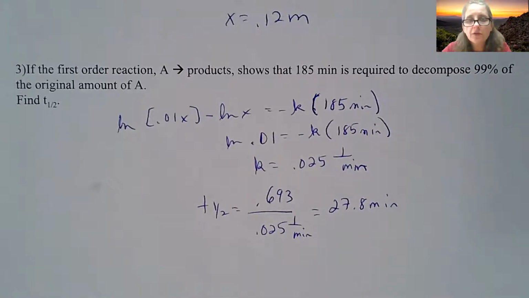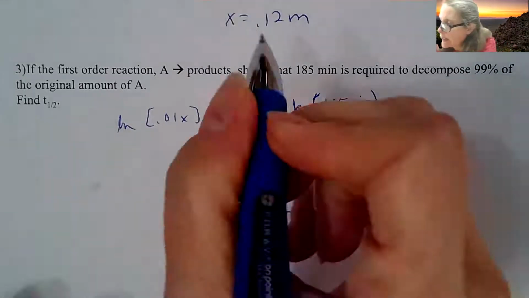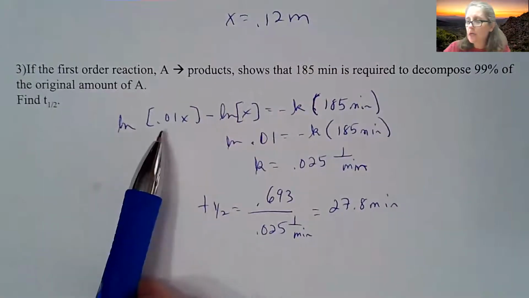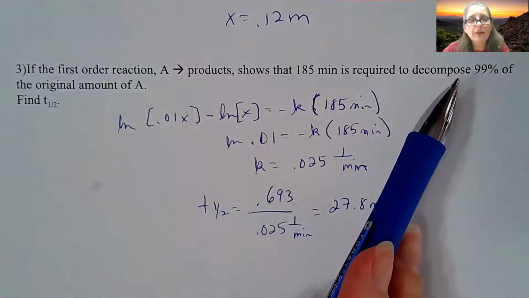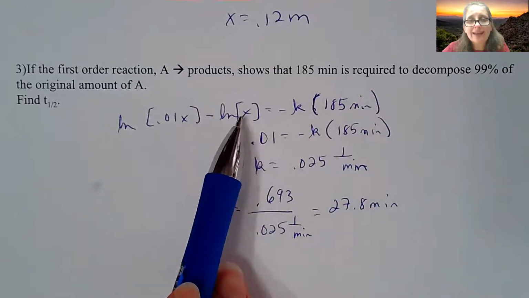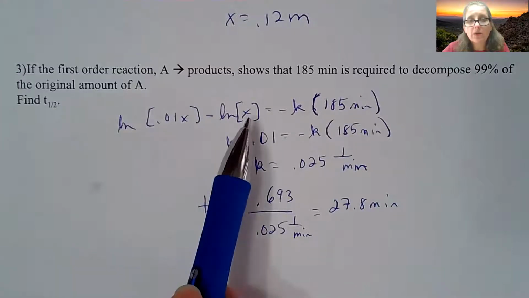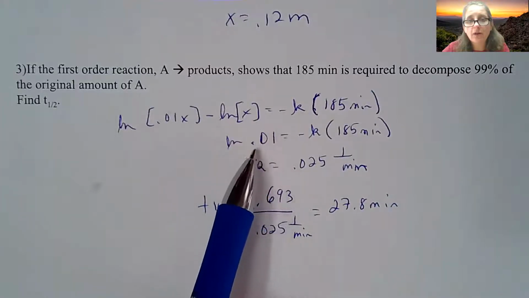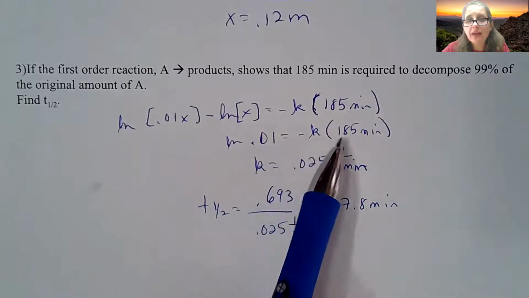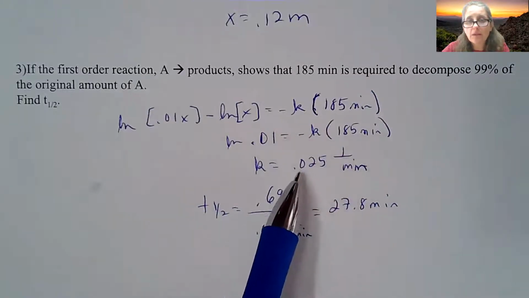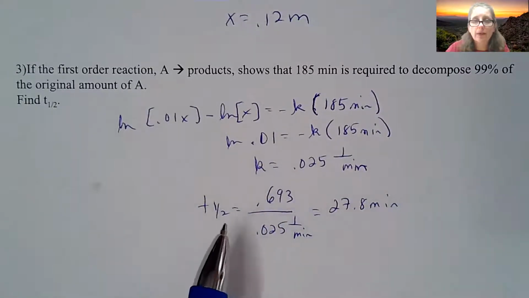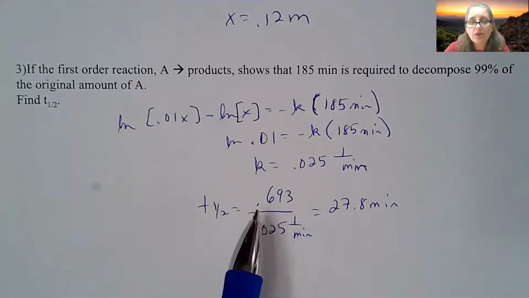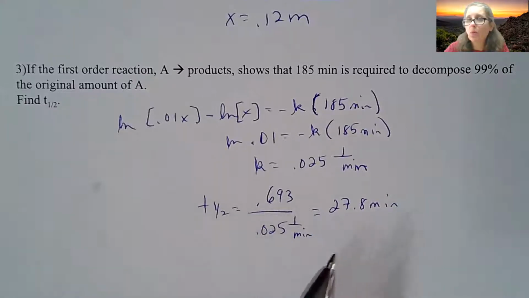Again, this is a first order reaction, so you want to use the equation for first order. You're going to take the final concentration, which is going to be 0.01 because it said 99% of it had decomposed. The original concentration is X, so it's going to be 0.01X over X, and you end up with the natural log of 0.01 equal to negative K times the time. So K comes out to be 0.025, 1 over minutes, in order for that to work. And again, since it's a first order reaction, you just have to use 0.693 divided by your K, and you get around 27.8 minutes.